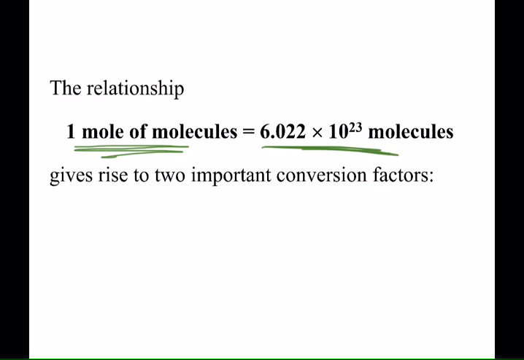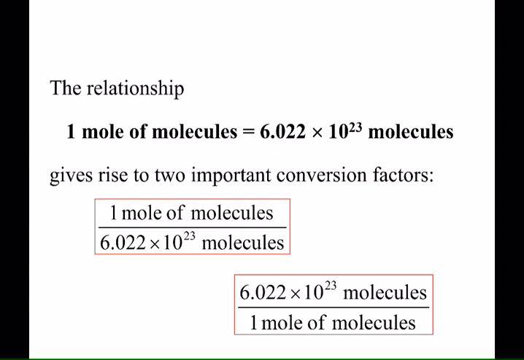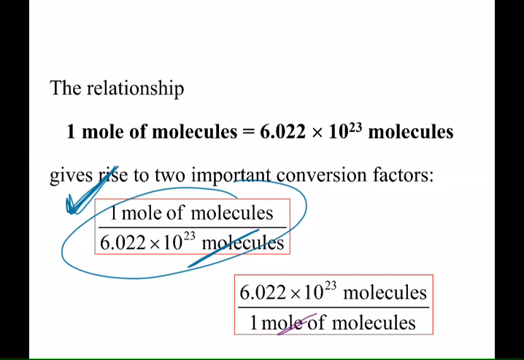For instance, I did put them both up here. If I have molecules and I want molecules to cancel, I'm going to be left with moles. I'm going to pick this one. If I have moles and I want moles to cancel and be left with molecules, I'm going to pick this one. So remember, it just depends on how your problem is, what you need to cancel. Remember how that works? Okay.